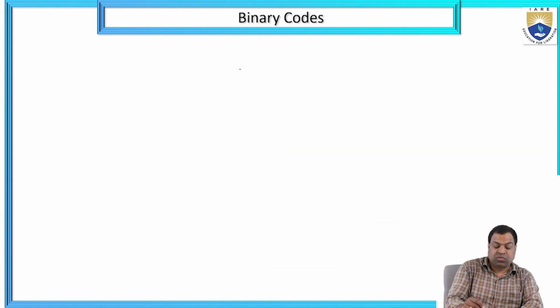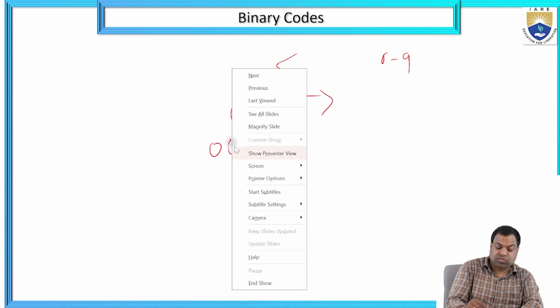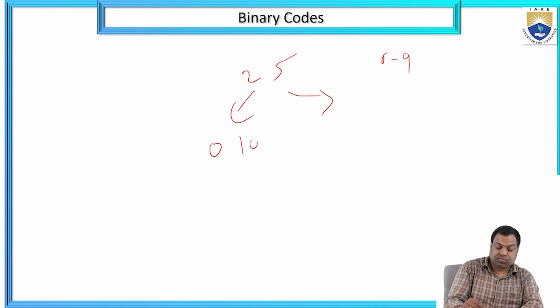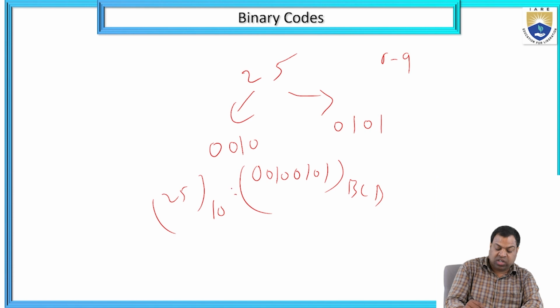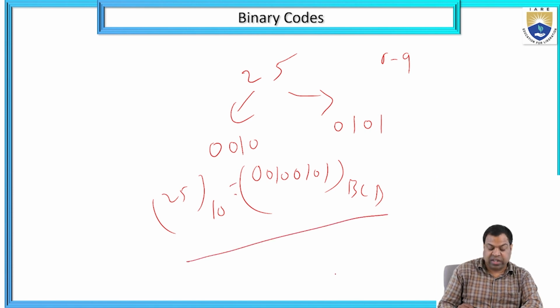Some more examples we will discuss now. Suppose I am taking 25. Our BCD range is from 0 to 9 only. So what is the value of 2 and what is the value of 5? The value of 2 is 0010, and here 0101. So 0010 0101 base BCD. The input is 25 base 10, and I converted it to BCD like this.